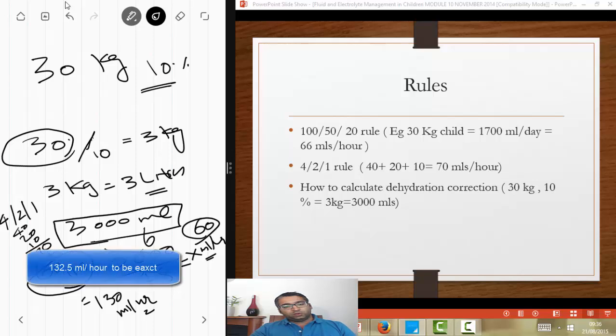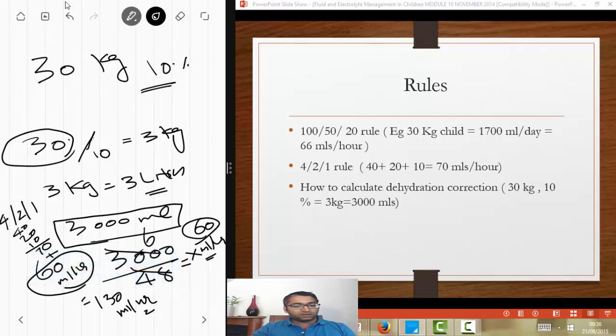So for this child who has got 10% dehydration, you want to correct over 48 hours, you would prescribe 130 ml per hour rather than the maintenance of 70 ml per hour. But the most important thing is not to give the whole dehydration correction quickly and to give it actually slowly.